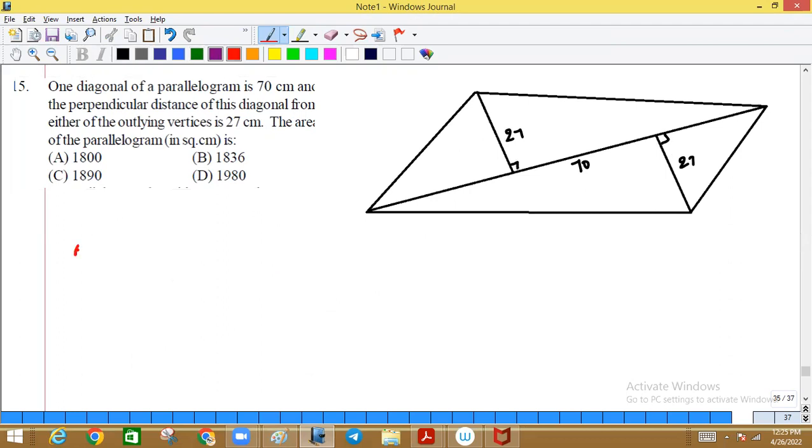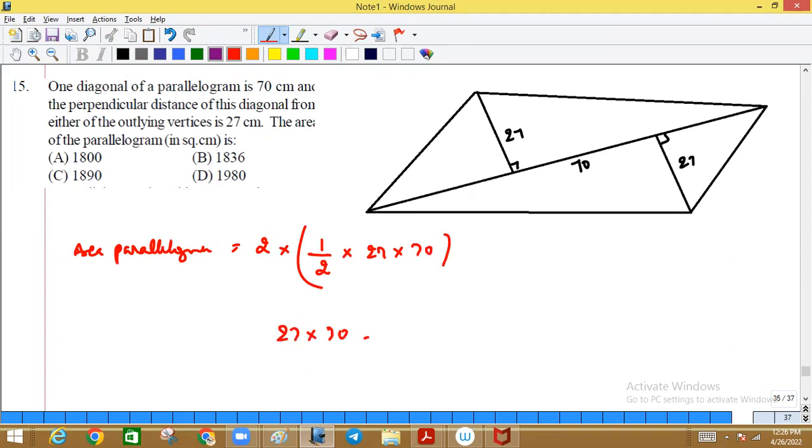Therefore, area of parallelogram is 2 times the area of triangle. What is the area of the triangle? Half into 27 into 70. 2 cancel. 27 into 70 gives you 1890. Base into height, half base into height. So here also half base into height, here also half base into height. So simply base into height becomes the area.